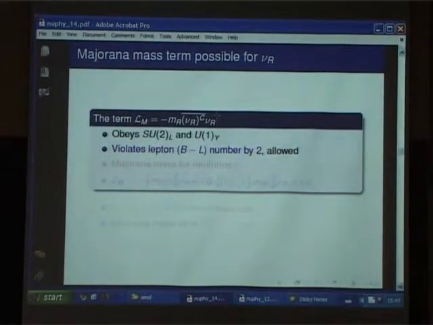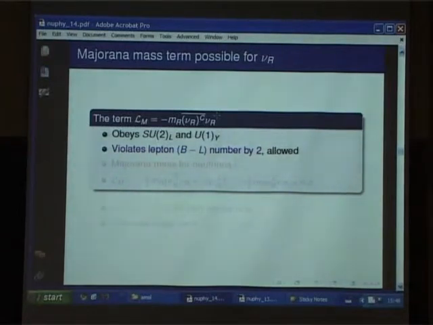What about SU(2)? Is it easy to see that there is no problem? It's a singlet. Everything is a singlet. Both are isospin 0. Add the two, you get isospin 0. So SU(2) is fine. U(1): zero. So I can write down this term. I don't need to use Higgs, I don't need anything. I can just write down this term.